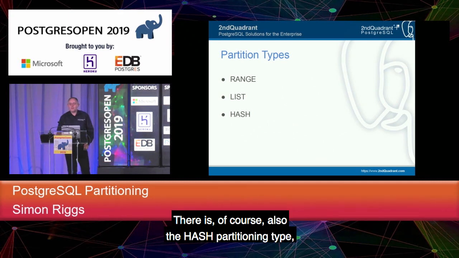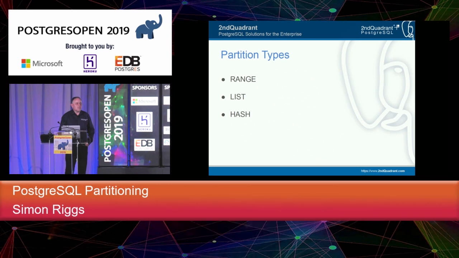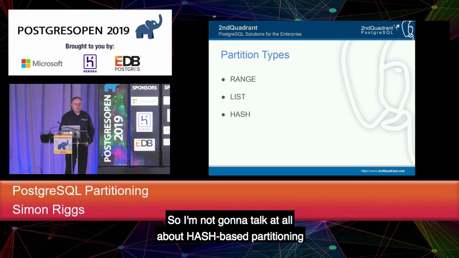There is, of course, also the hash partitioning type, which effectively just randomly puts data into different partitions. And it's quite difficult to see how that can be useful outside of the context of sharding. So I'm not going to talk at all about hash-based partitioning in the rest of this talk.